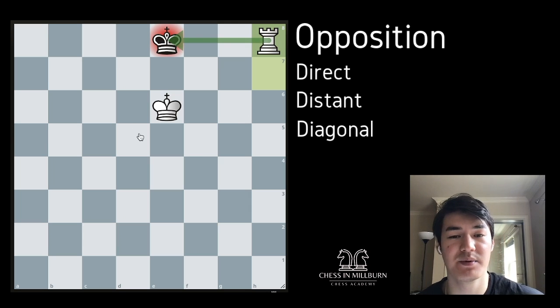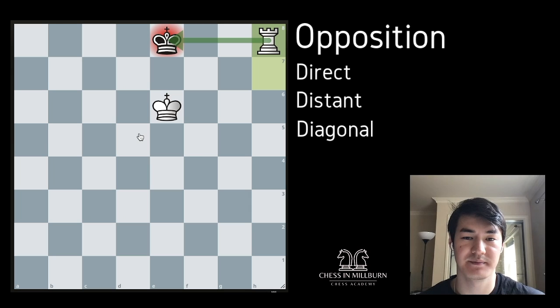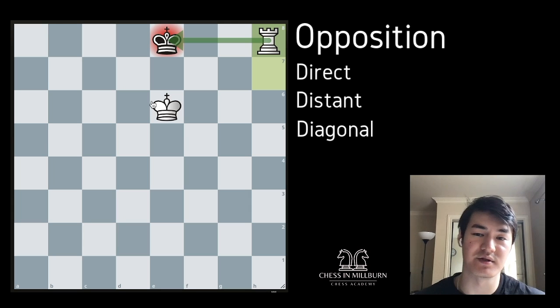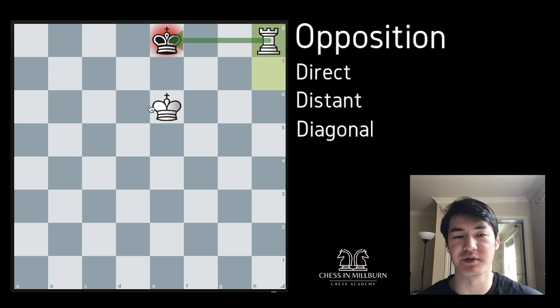And as we can see, opposition can be used in the single rook checkmate. It is actually one of those special techniques that we really need to know how to do in order to be successful in the endgame.